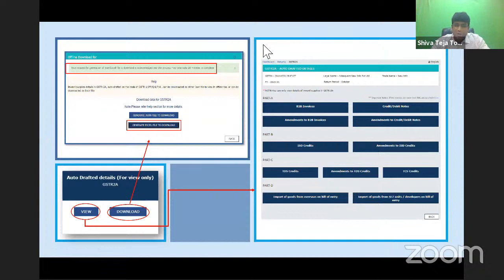SEZ units are those units which are actually located in India, but they are treated as if they are located outside India for taxation purpose. They are given some special benefits. There are so many cities across India where SEZ units are located. That area is notified as a special economic zone. And what is a bill of entry? Bill of entry is a document filed by the importer to claim the goods. Now, why did this import come into picture?